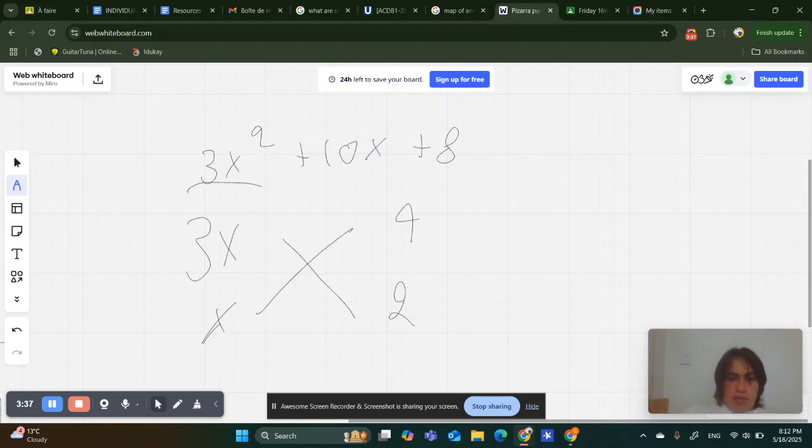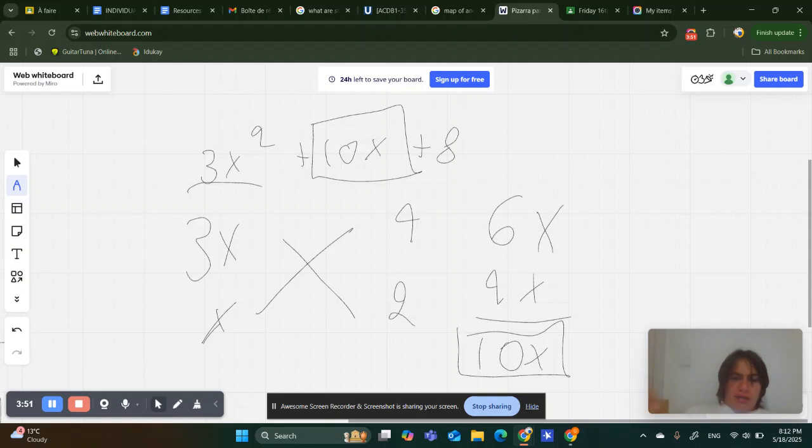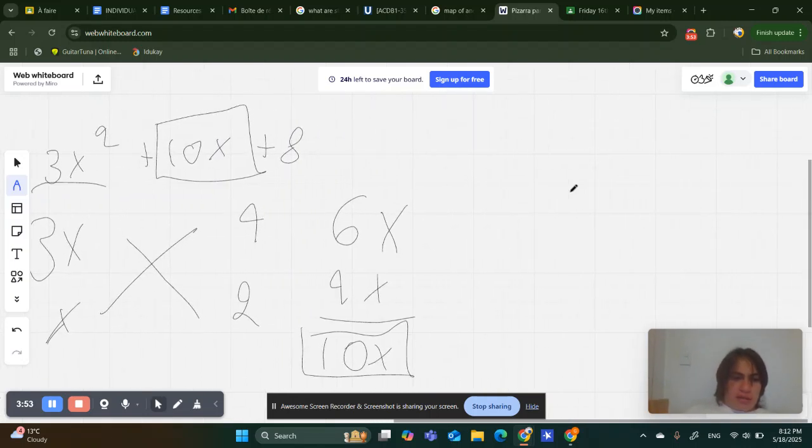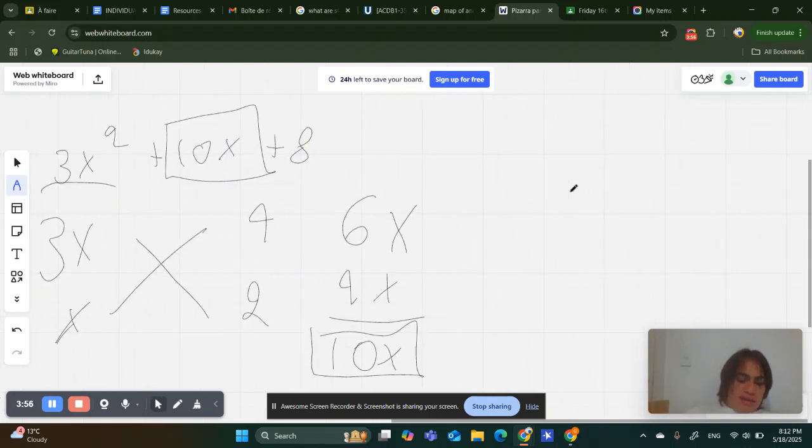We do the same, we multiply here. 3x times 2 is equal to 6x. And x times 4, 4x. We get 10x. This is our confirmation. We see it's correct. It matches with the middle term. And now we simply add the signs. So 3x plus 4, we use positive 4, and x plus 2.